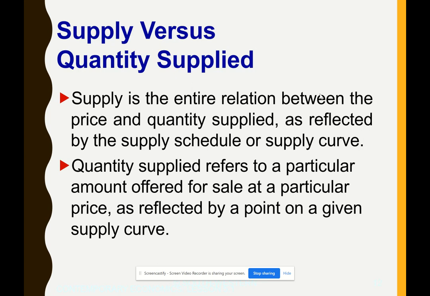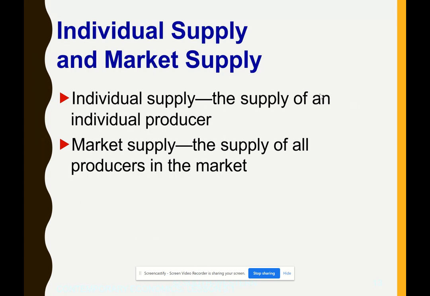Now, here's where it gets a little tricky. So, supply versus quantity supplied. Supply is the entire relation between the price and the quantity supplied as reflected by the supply schedule or supply curve that we saw earlier. Quantity supplied talks about a particular amount offered for sale at a particular price as reflected by a point on a supply curve.